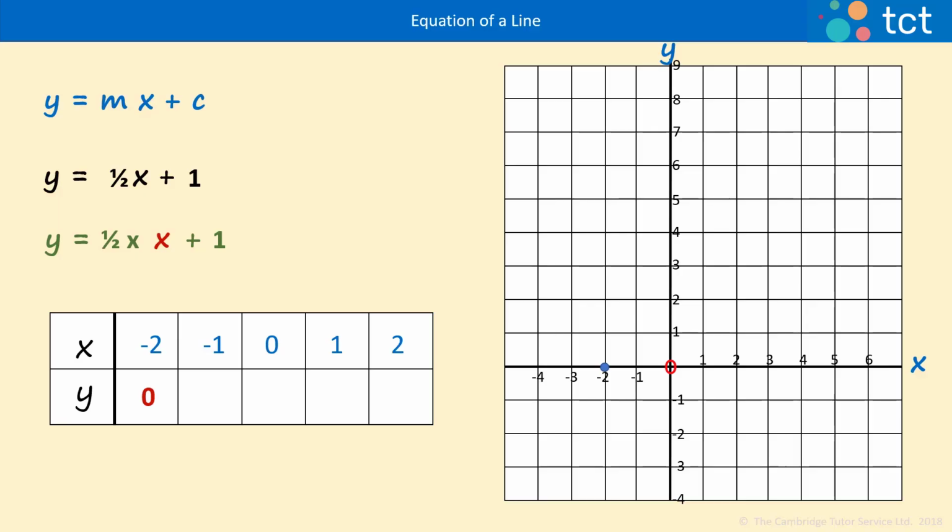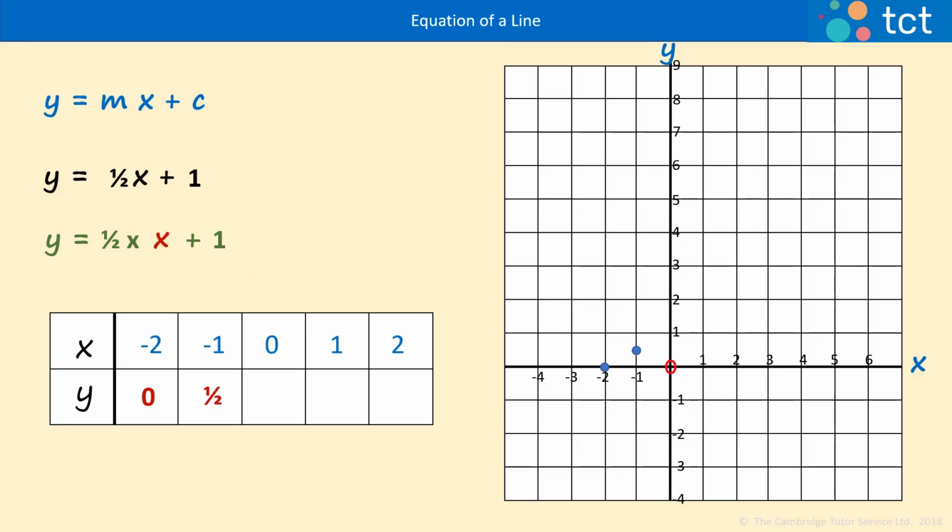Next one, we're going to say that x is minus 1. So put minus 1 in that equation. A half of minus 1 plus 1. Well, a half of 1 is a half, so a half of minus 1 is minus a half. And if we add on 1, if you have minus a half and you add 1, that takes you to a half. So if x is minus 1, y is a half. We're going to put that point on the graph. X is minus 1, y is a half. So that will go up halfway between 0 and 1.